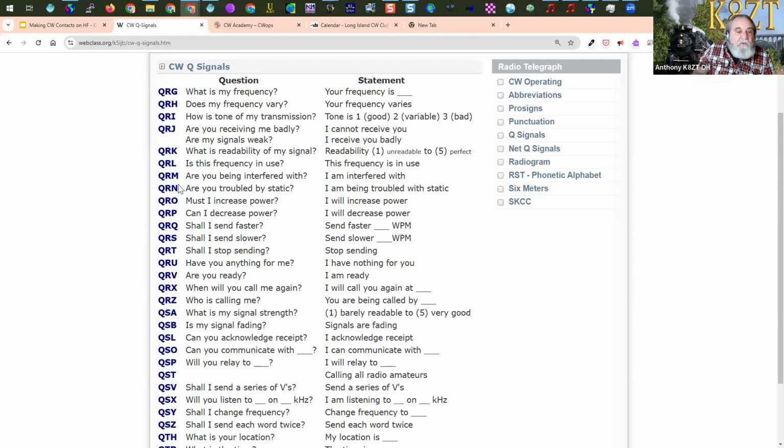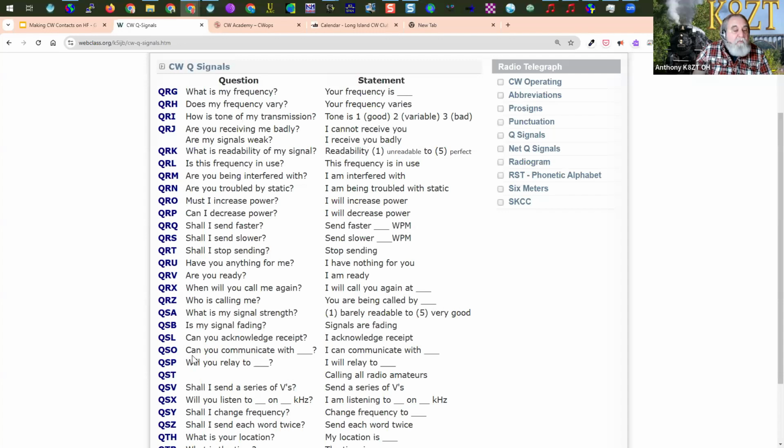and one of the most important ones you need to learn as a new CW operator is QRS. That means please send slower, and stations will accommodate you and send slower. So if you're having trouble copying someone, send PLS QRS, please send slower, and they will be happy to do that. QRT means to stop sending or go off the air, QRX standby, QSB, QSL.